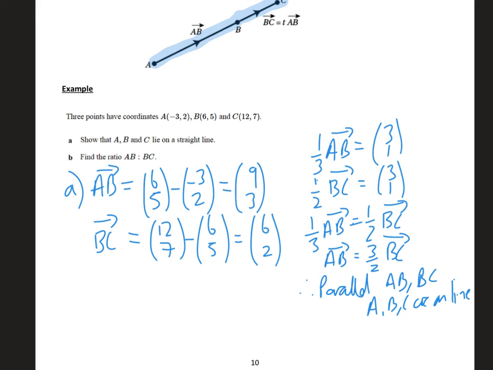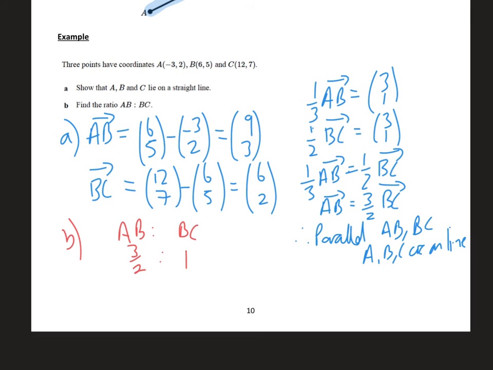Find the ratio AB to BC. Well, if BC is 1, then AB would be 3/2 times 1, so it'd be 3/2. So I can leave my ratio as that, or I can multiply both sides of the ratio by 2 to get 3:2 like that. And it's easy to see from the numbers where the 3 and the 2 can come from.